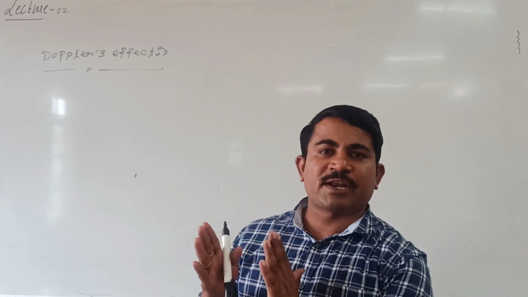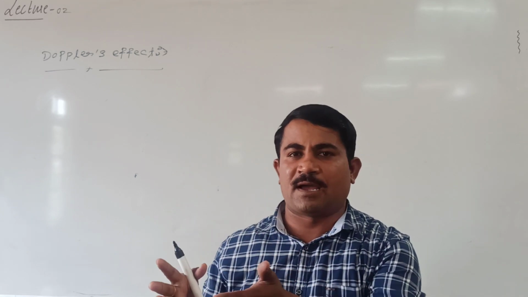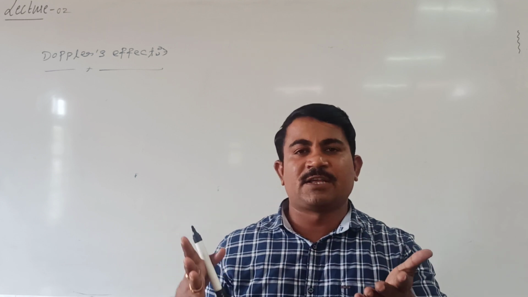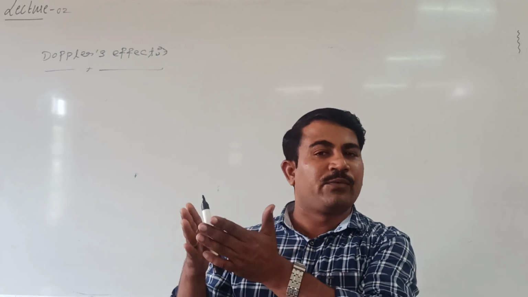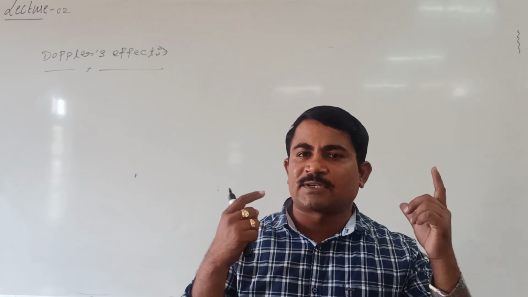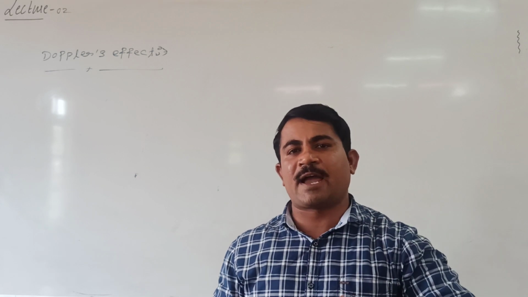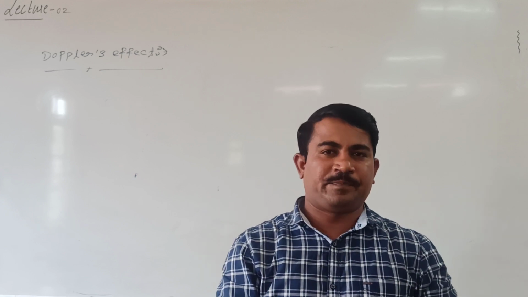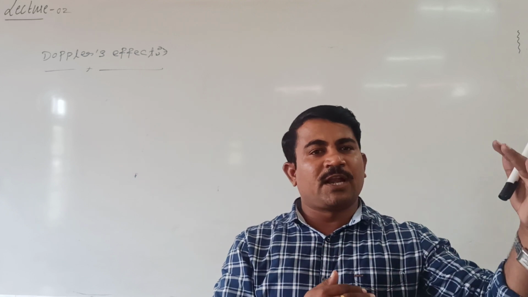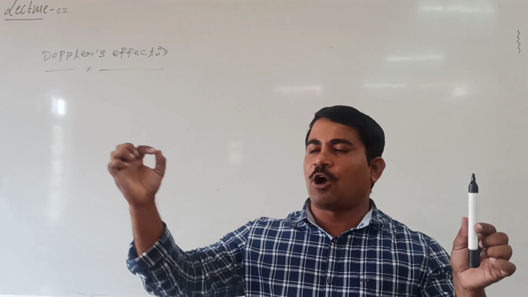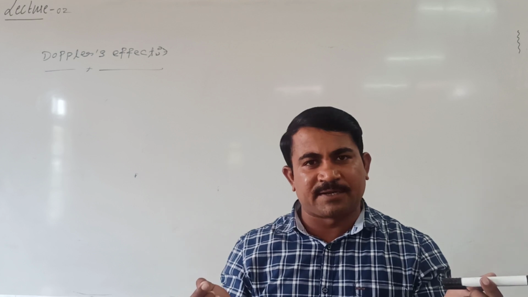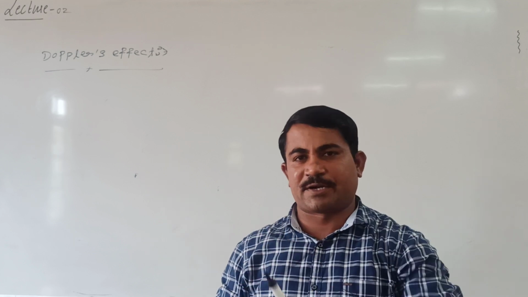So the Doppler effect is applicable for all rays of light, whether visible light, IR rays, UV rays or radio waves, whatever types of light, for all electromagnetic waves the Doppler effect is applicable. I mean, wherever there is relative motion between the source of light and the observer, there is a change in wavelength or frequency of the light. This phenomenon is called the Doppler effect.